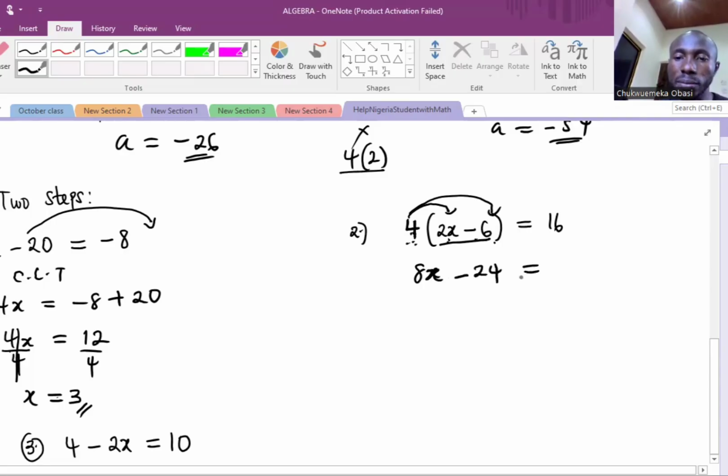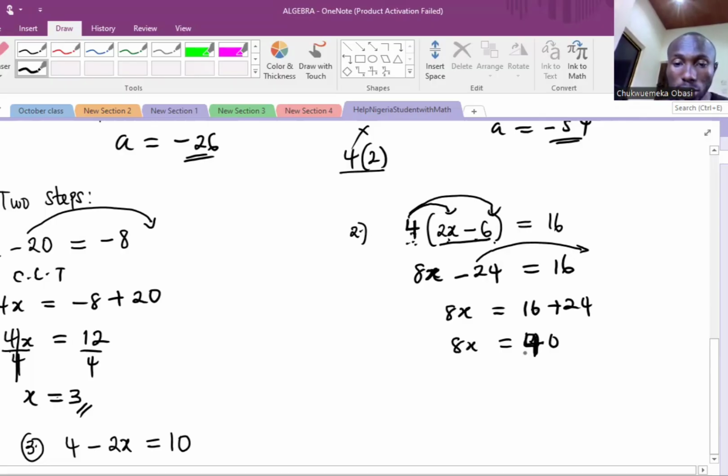Equal to 16. Now you want to take negative 24 to the other side. So it becomes what, class? It becomes positive 24. And that will give us 40, right? 16 plus 24 will give us 40, right? So we have 8x equal to 40. So the next thing we want to do is to divide both sides by 8. You know that, right? And that will give us x is equal to 5.